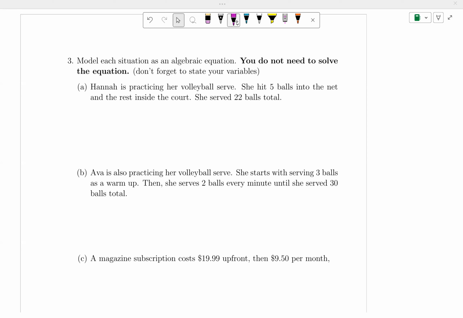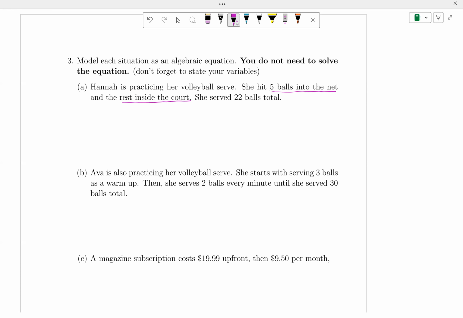So question 3, model each situation as an algebraic equation. You do not need to solve the equation. Also, don't forget to state your variables. Hannah is practicing her volleyball serve. She hits 5 balls into the net and the rest inside the court. She served 22 balls in total. So I guess the unknown, okay, so 5 balls went into the net. So that's known. The rest of them fell inside the court. So we don't know how many these are.